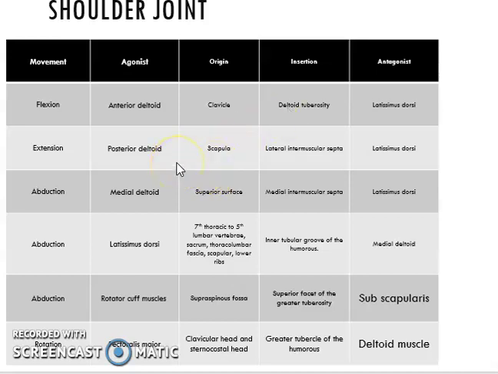The posterior deltoid, which is found at the back, helps to produce extension, and the origin is the scapula, found at the front of the body. This moves when extension is created, and the insertion, which is the lateral intermuscular septum, cannot move. The antagonist of the posterior deltoid is called the latissimus dorsi and is its muscle pair.